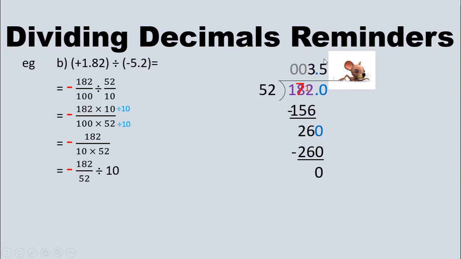Our answer's at the top here. My decimal's in the right place. My answer is 3.5. But remember, we are not done. We've just worked out 182 divided by 52. So our answer is negative 3.5 divided by 10, which just moves our place values down 1. So that's negative 0.35.